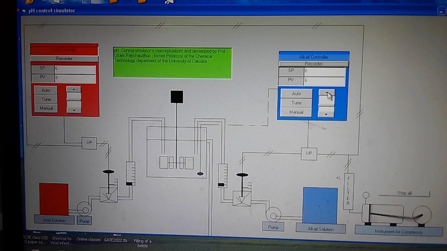So it is maintaining the pH value, and this is the paddle mixture which makes the acid and alkali well mixed, and it is very difficult to maintain the pH manually. As you see, if you press manual, the output of this controller produces a signal which completely closes two valves.